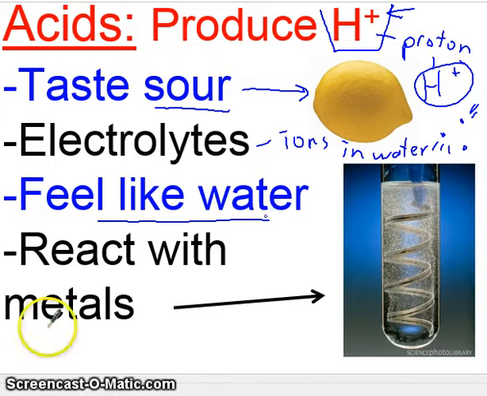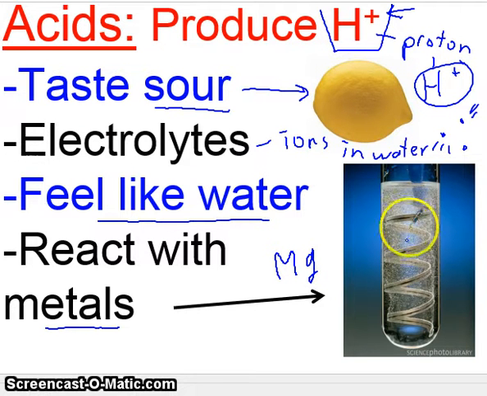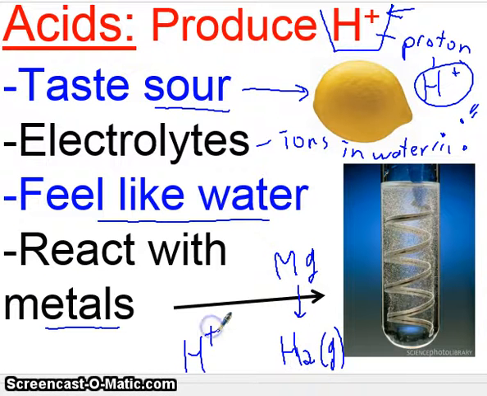And acids also react with metals. What you see here on the picture on the right, this little ribbon is magnesium ribbon. And magnesium ribbon reacts with acid to give hydrogen gas. So those little bubbles that you see are hydrogen gas being produced. So when acids react with metals, they produce hydrogen gas. Now the hydrogen gas actually comes from the H+, which the acid makes. So the H+ is actually converted into elemental hydrogen, is the idea.